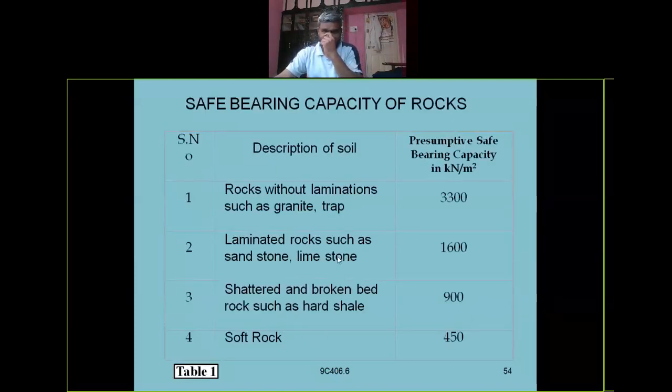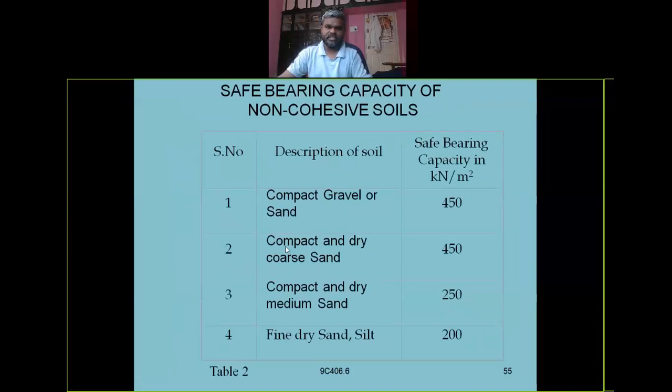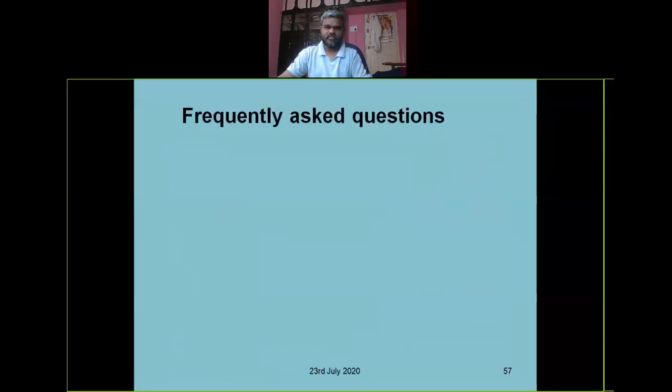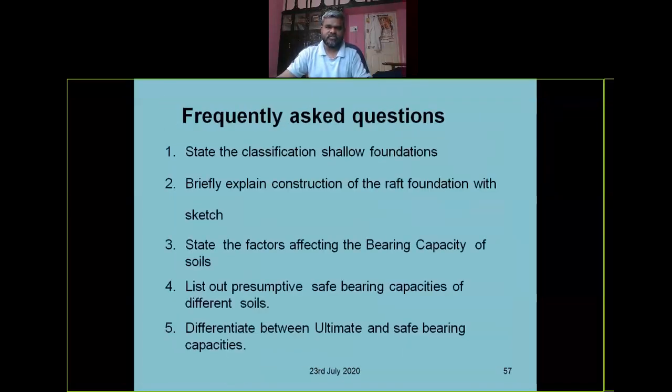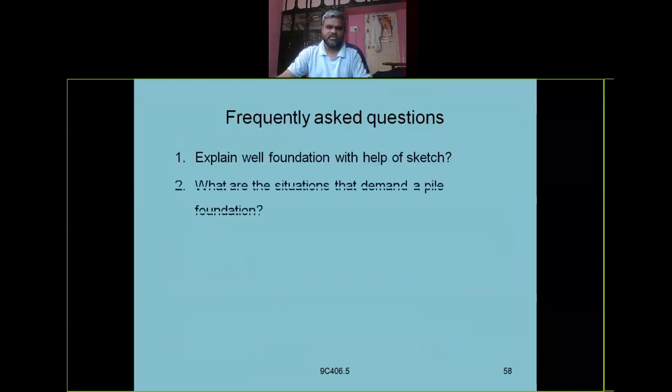Safe bearing capacity of rock has different values: soft rock, cohesive soils. There are some values. This is what we have studied. These are some questions which can be asked from this chapter.